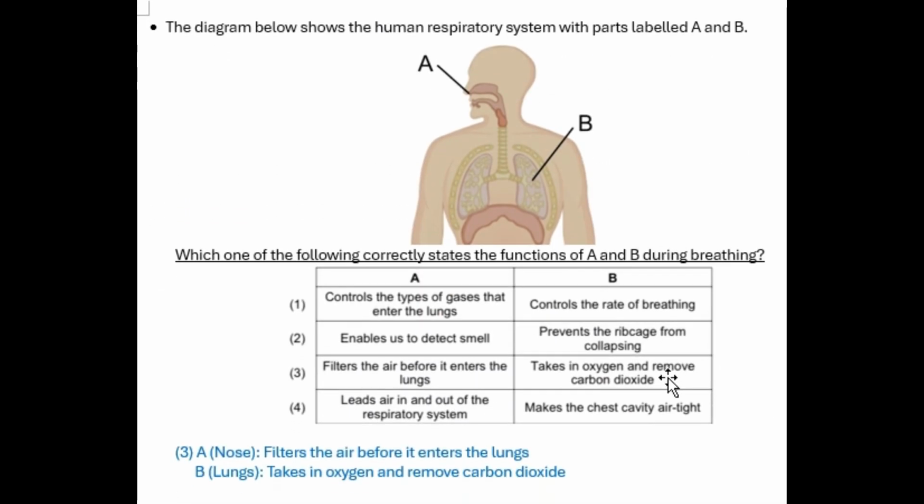The diagram below shows the human respiratory system with parts labeled A and B. Which one of the following correctly states the functions of A and B during breathing? 3. A. Nose filters the air before it enters the lungs. B. Lungs take in oxygen and remove carbon dioxide.